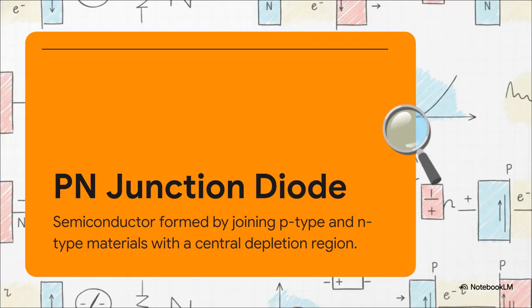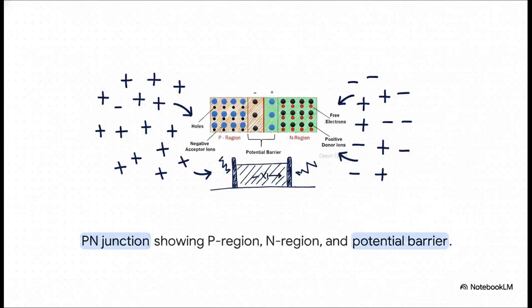And the answer to that traffic problem? It's the PN junction diode. You can think of it as essentially a one-way valve for electricity. It's made by taking semiconductor materials, usually silicon or germanium, and doping them to create two distinct types. When you join a P-type material directly with an N-type material, they interact right at the boundary to form what's known as a depletion region. And it is this central region right in the middle that gives the diode its incredible ability to control which way the current flows.